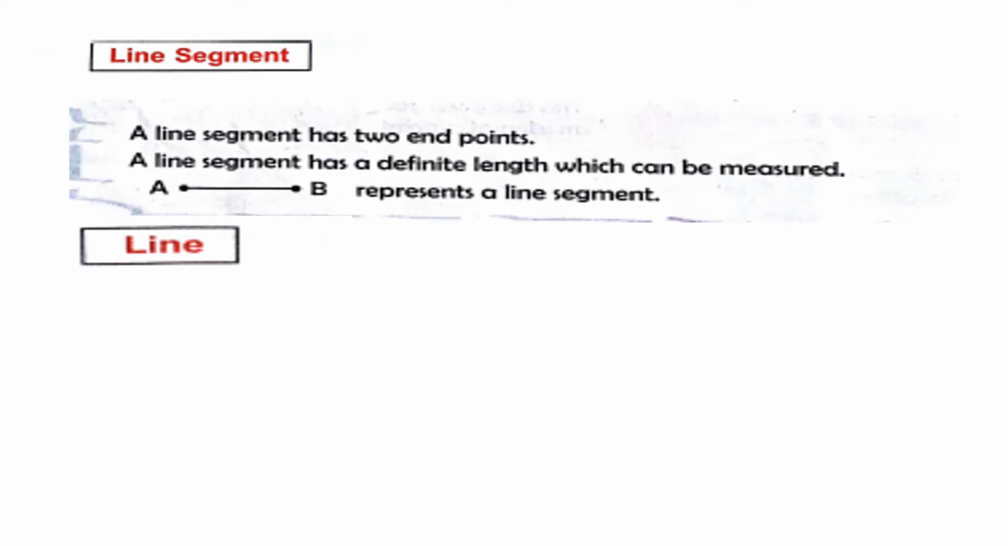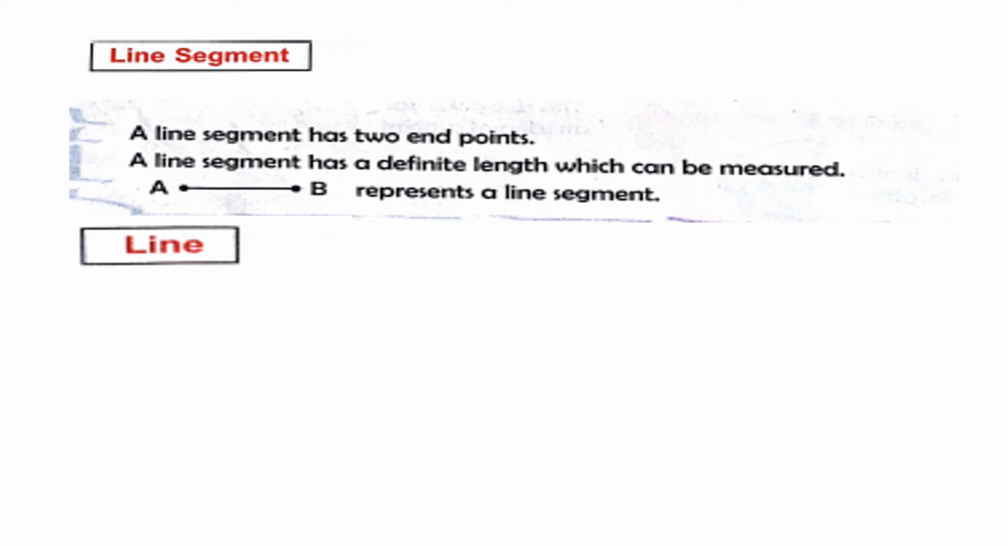Second is line segment. A line segment has two endpoints. A line segment has a definite length which can be measured. This represents a line segment AB.